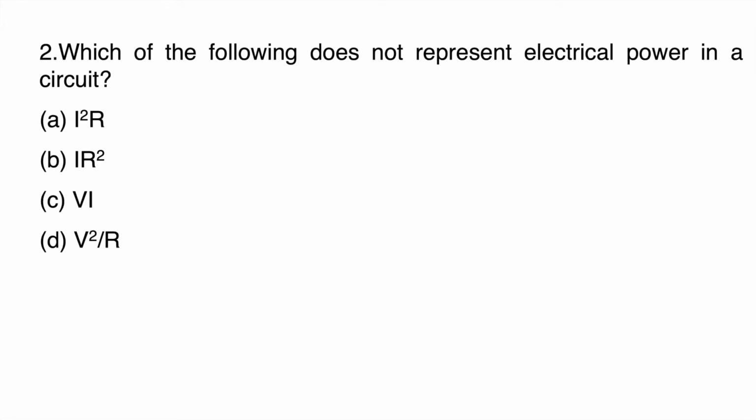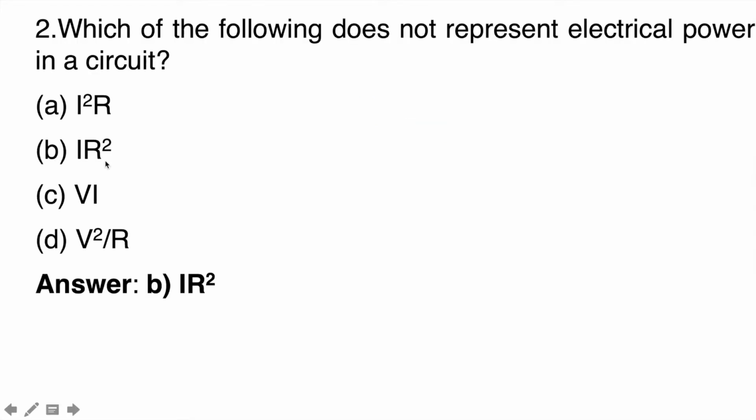Question number 2. Which of the following does not represent electrical power in a circuit? Check the formulas for electrical power. For electrical power, the formulas are P is equal to I square R, V square by R, VI. These are the formulas for electrical power. So I R square is not a formula for electrical power. So the answer is B.